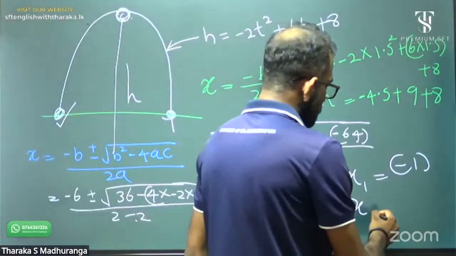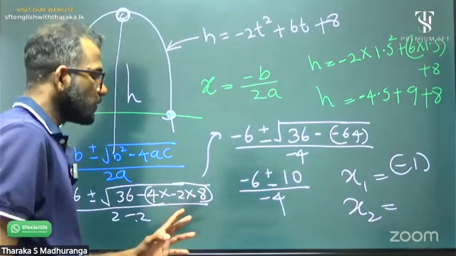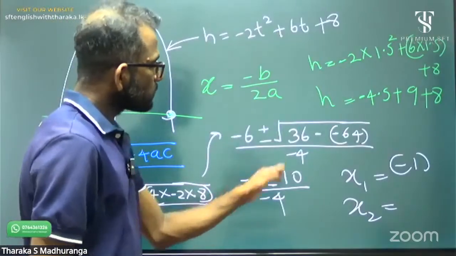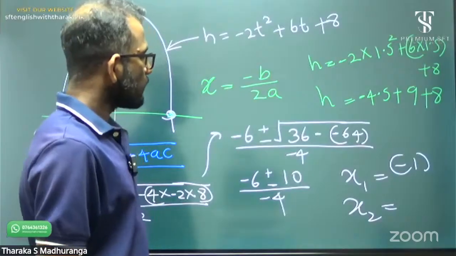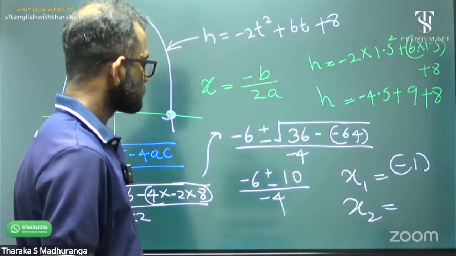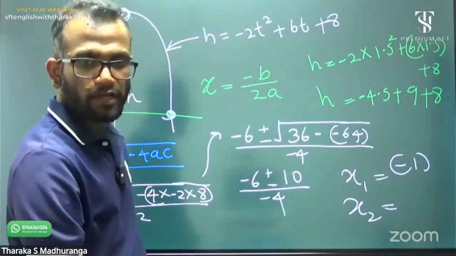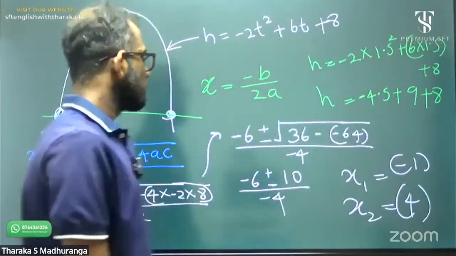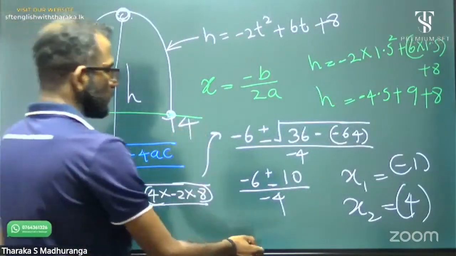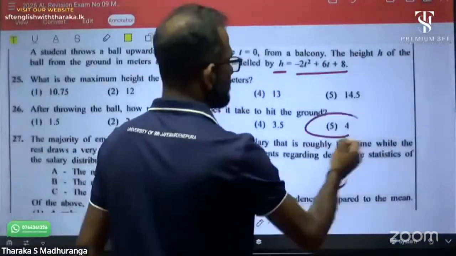Then the second x-axis cutting point: minus 6 minus 10 means minus 16. Minus 16 divided by minus 4 is 4. So t equals 4. Time is 4 seconds.